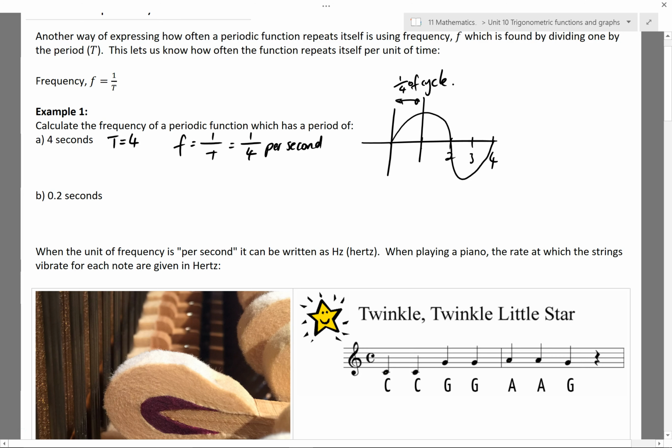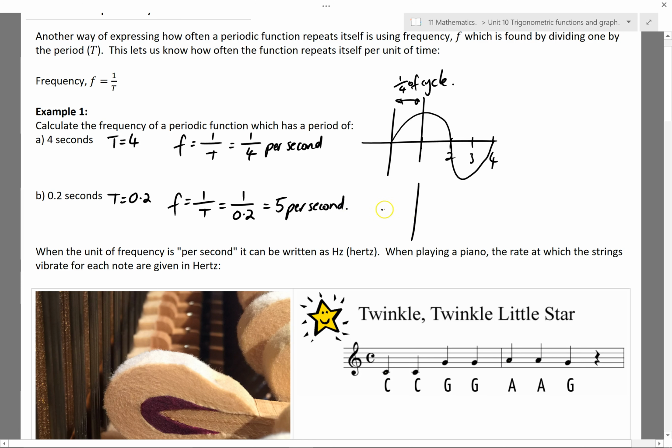I can do a similar thing for part B, where the period is 0.2 seconds. In this case, T is 0.2. Frequency is 1 on T, or 1 on 0.2. Simplify this fraction, I'll have 5. Remember, the units are per second.